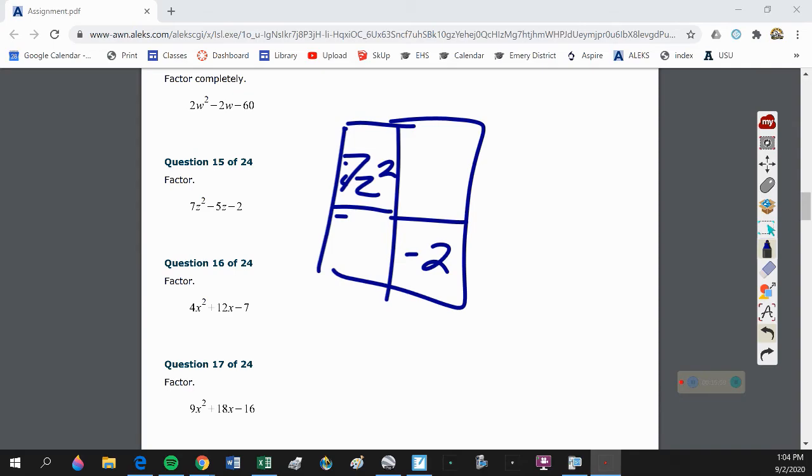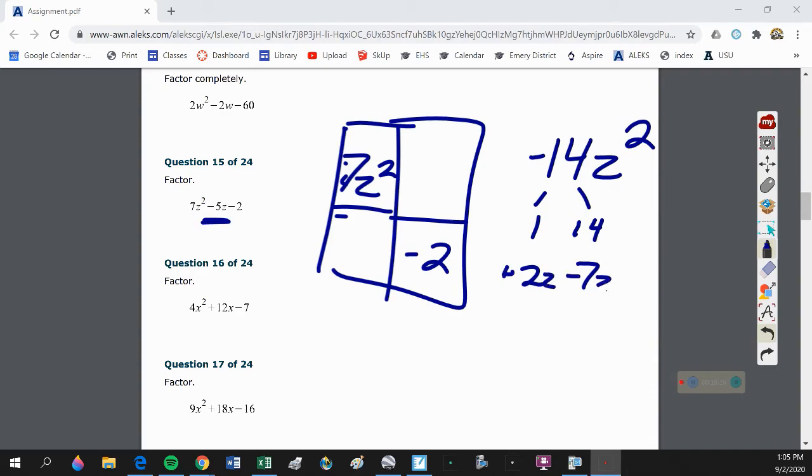and here's where the box really comes in handy. You multiply those together, and I get negative 14z squared. Well, the factors of that are 1 and 14, or 2 and 7. Can I create a negative 5 from those factors? Yeah. A positive 2z and a negative 7z. Okay. So I put that in here.